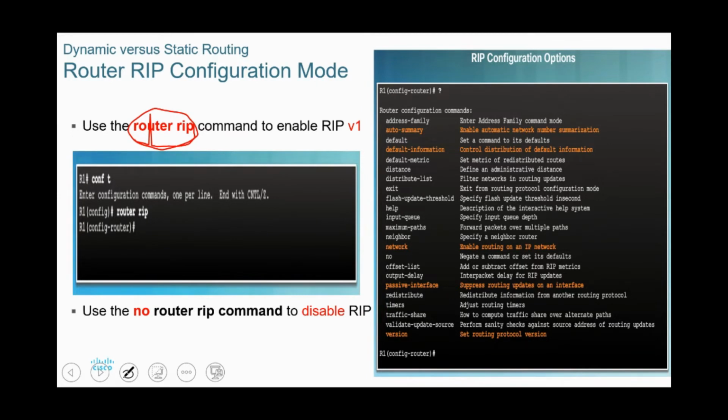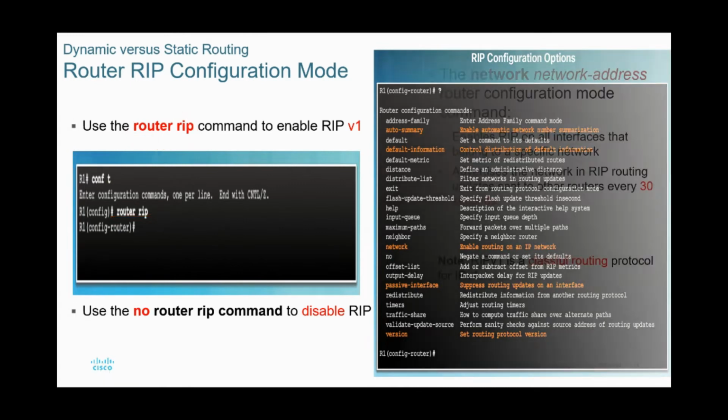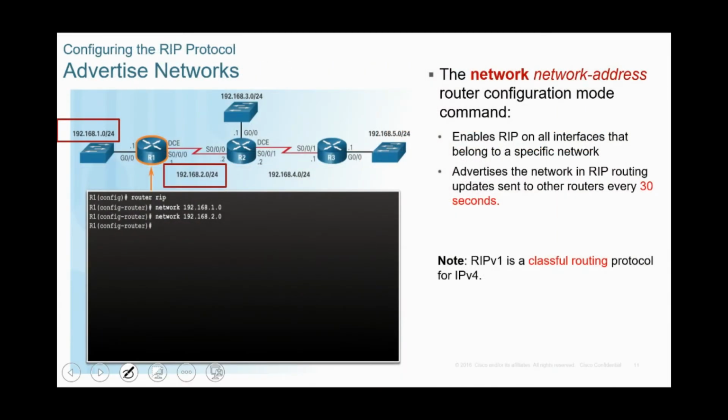So use the command no router RIP to disable RIP. If you want to remove router RIP, you can just put the words no router RIP. Okay, so retype that, then you can remove this configuration command. So the second thing is for you to configure the network address when you use RIP. You have to advertise your directly connected networks to inform your neighbor router what networks are directly connected to you. So in order to do that, you need to configure a network address.